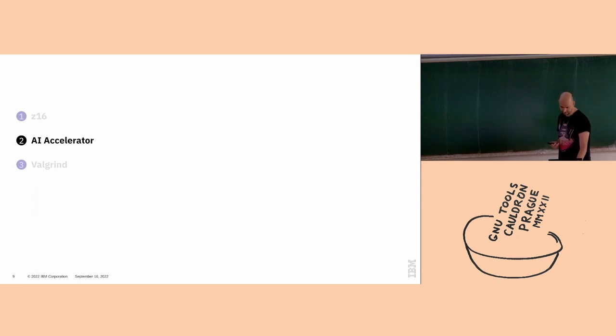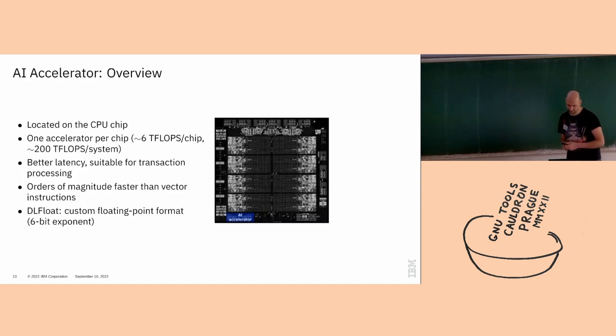Now coming to the machine learning accelerator. There it is, quite big, maybe as large as one L2 cache. You have AI accelerators on every chip. One AI accelerator delivers about six teraflops. And then if you look at the full system, with the maximum amount of CPUs, it's about 200.